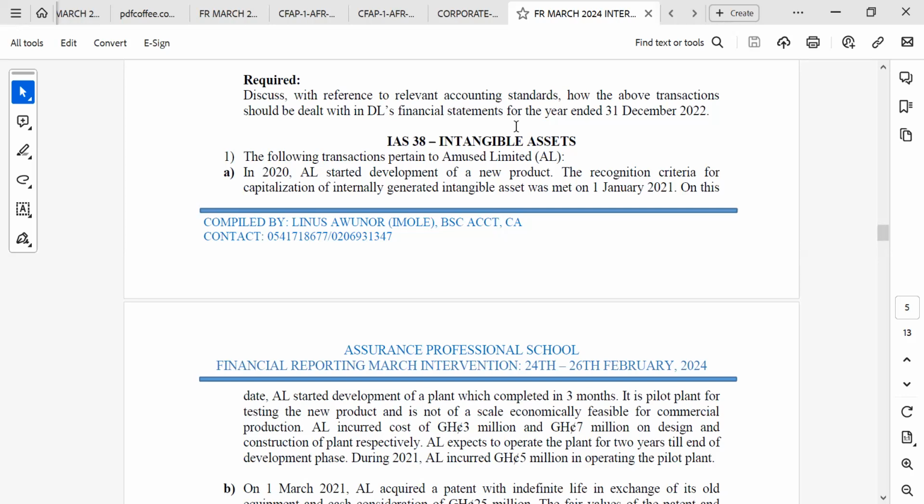Whether you decide to continue with the product or not, you will still incur that particular cost, because after the project, after the feasibility studies, you can say that you will not continue. You have already incurred the research cost, so you can't do anything. So research cost, whenever it is incurred, should be written off immediately to profit or loss.